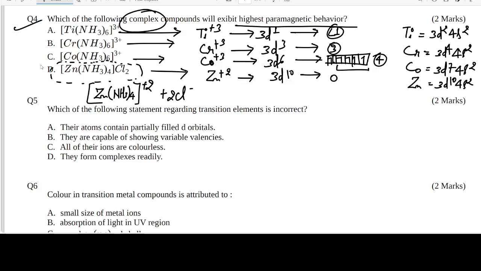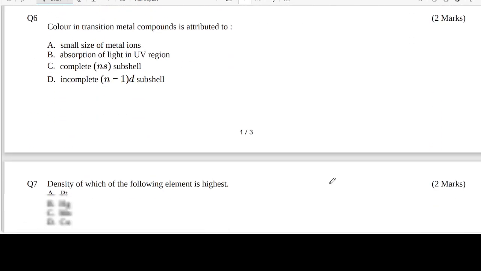That's how you can see that option C is our possible answer, because it has the maximum number of unpaired electrons, that is 4 unpaired electrons. So this complex should show the highest paramagnetic behavior. That's how we do this question, and let's see if we can solve some other questions like this.